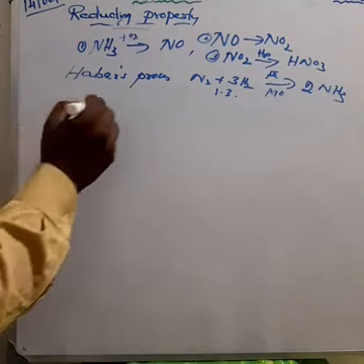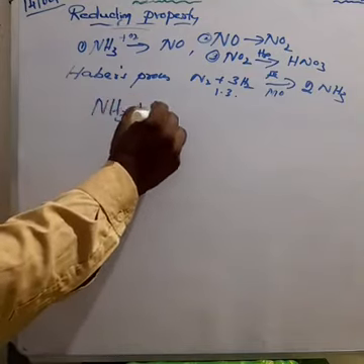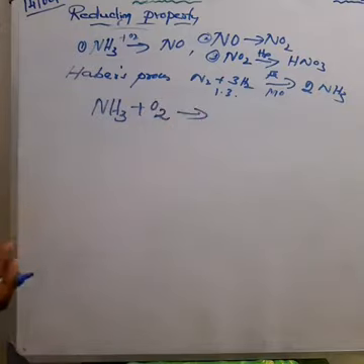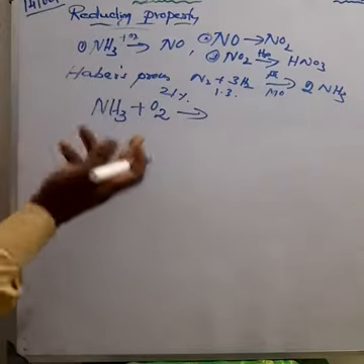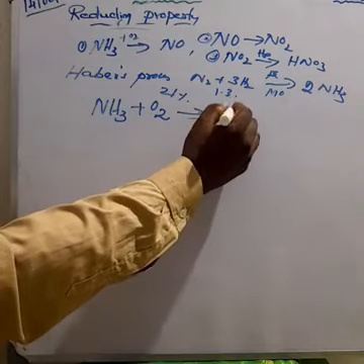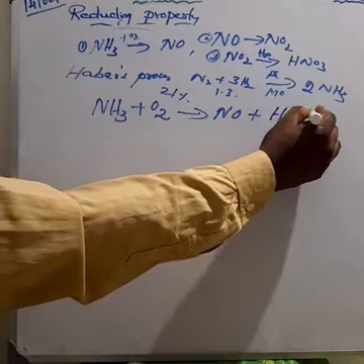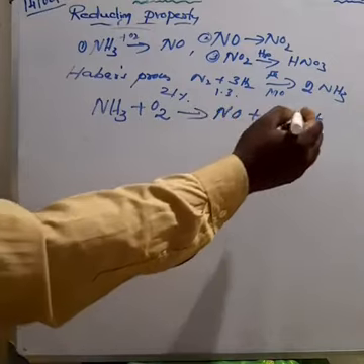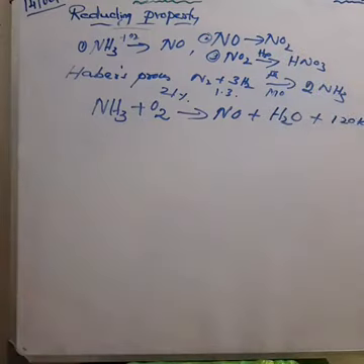This ammonia reacts with oxygen, which is obtained from air, am I right? Air has 21% of oxygen. Anyway, ammonia reacts with oxygen, we get nitric oxide, and also hydrogen combines with oxygen, we get water molecules, and we also have to write the heat change, which is plus 120 kilojoules. We have to balance the equation.